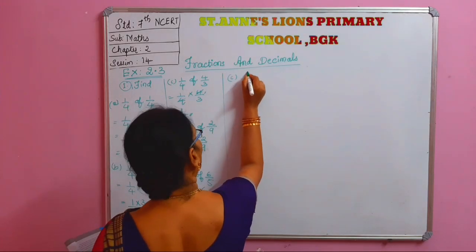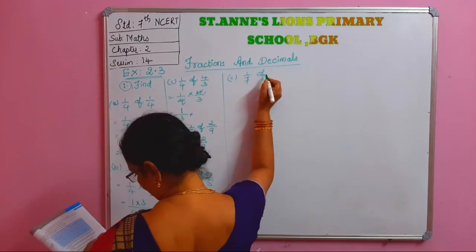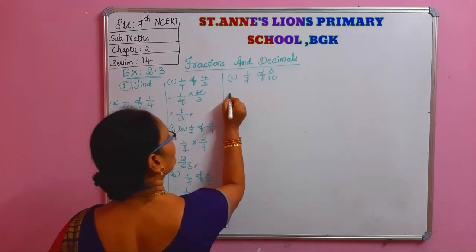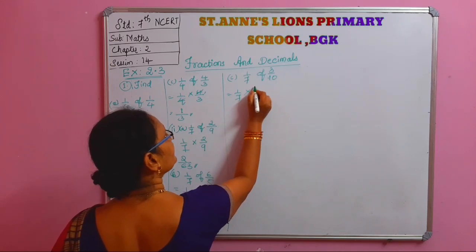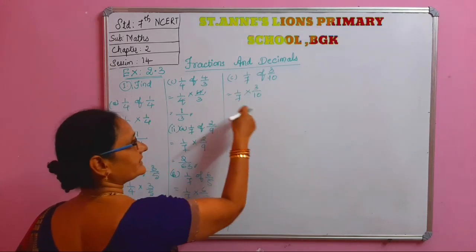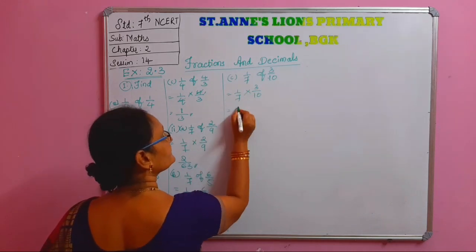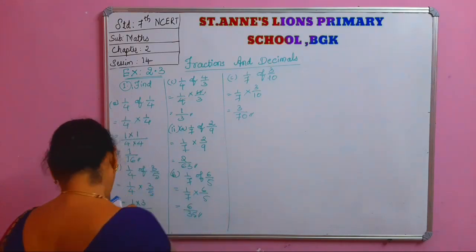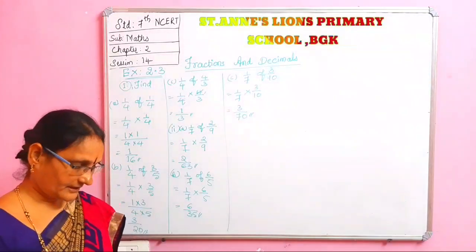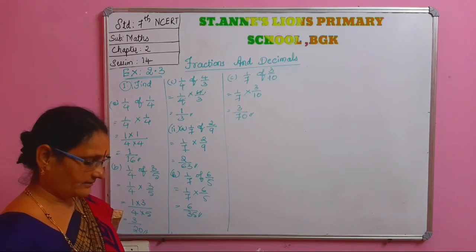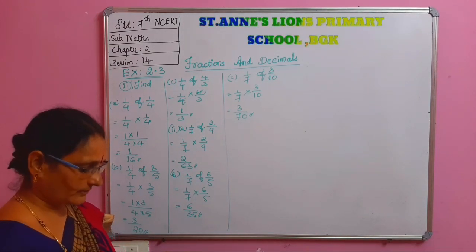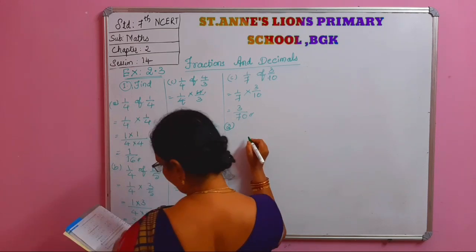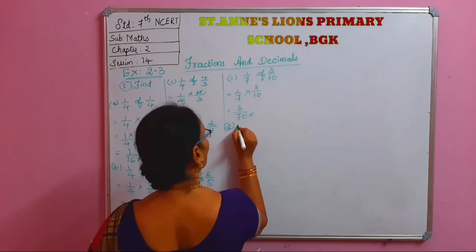C. 1 by 7 of 3 by 10. 1 by 7 of means into 3 by 10. Is there any cancellation? No. So 1 3s are 3, 7 10s are 70. This will be the answer. This is what I think, first main completed. Now the second main: multiply and reduce to lowest form if possible.